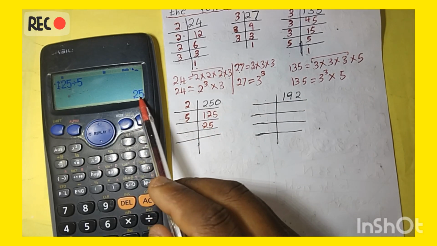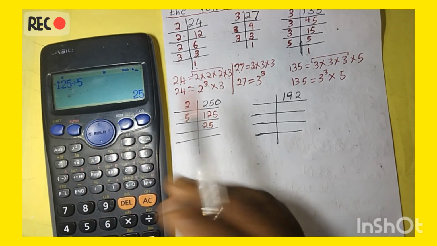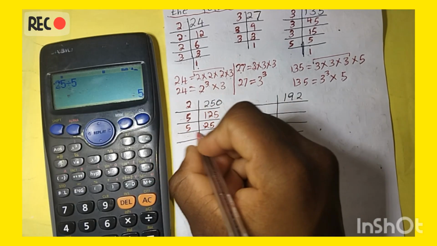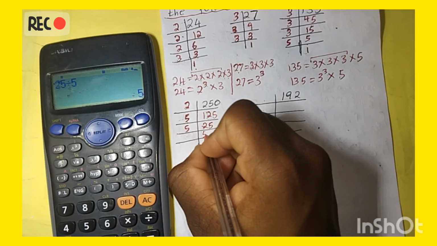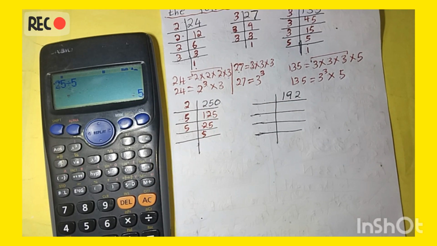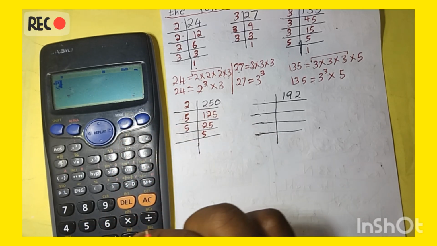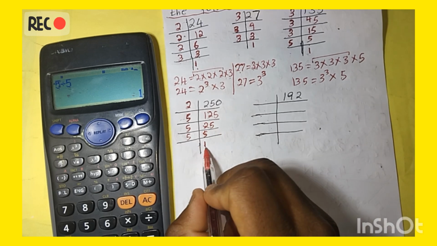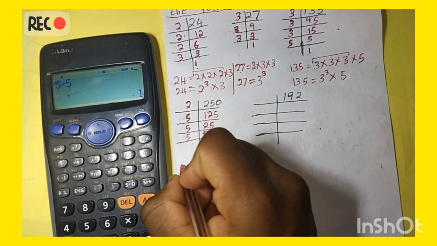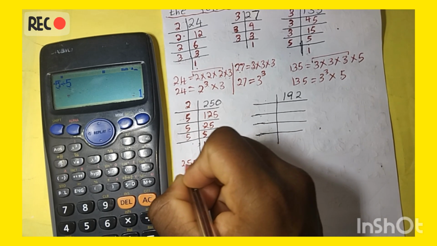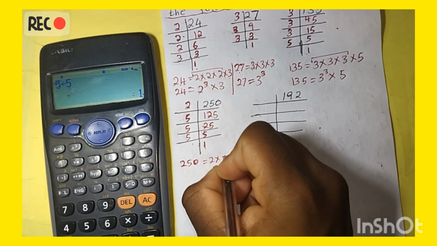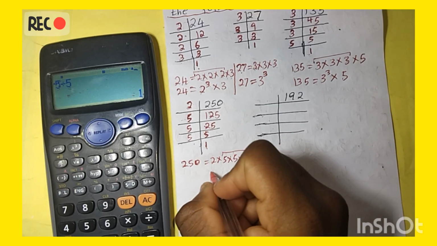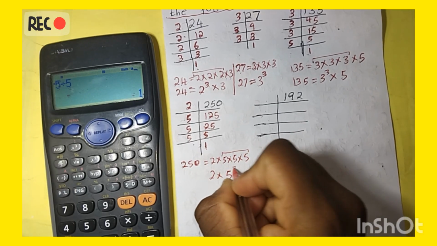And now I will continue with that 5 there. I'll say 25 divided by 5, meaning that 5 can be divided into 25, I will get 5 here. Then I will continue with that 5. I will say 5 divided by 5, meaning that here I'll get 1. The moment you reach 1, these are the prime factors, meaning that the prime factors of 250 will be 2 times 5 times 5 times 5. And you can even write it like this, 5 to the exponent of 3.